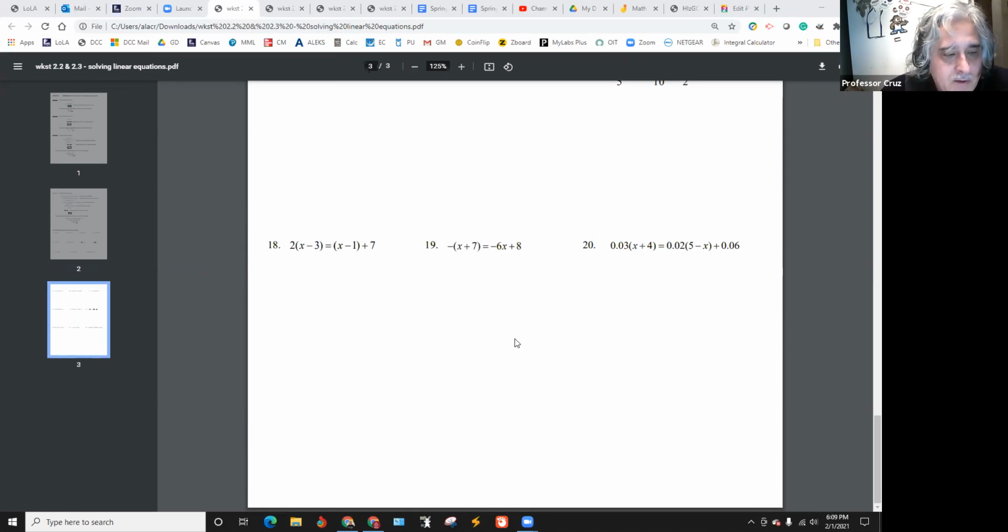Two times x minus 3 is equal to x minus 1 plus 7. I'm not sure why they got the x minus 1 in parentheses. It doesn't really do anything. 19 makes sense because there's a negative in front of both of those terms.